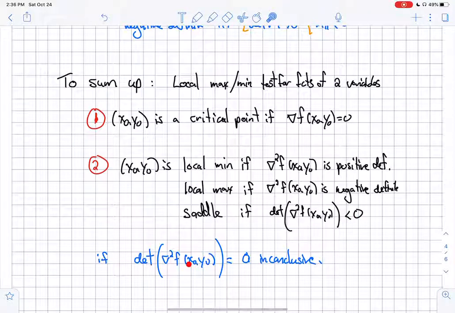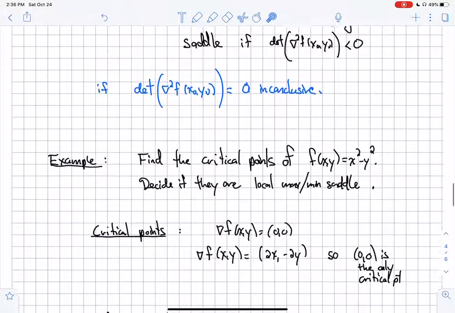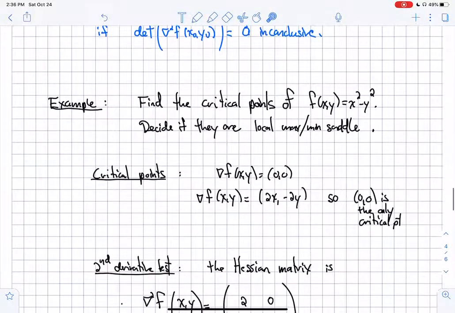If you get that the determinant is 0, so this matrix is singular, then the test is inconclusive, exactly like when the second derivative is 0 in the one-dimensional case. So let's do two simple but very important examples. Typical questions that you're going to have are: find the critical points and determine if they're local max, saddle, min, or I don't know, using the second derivative test.